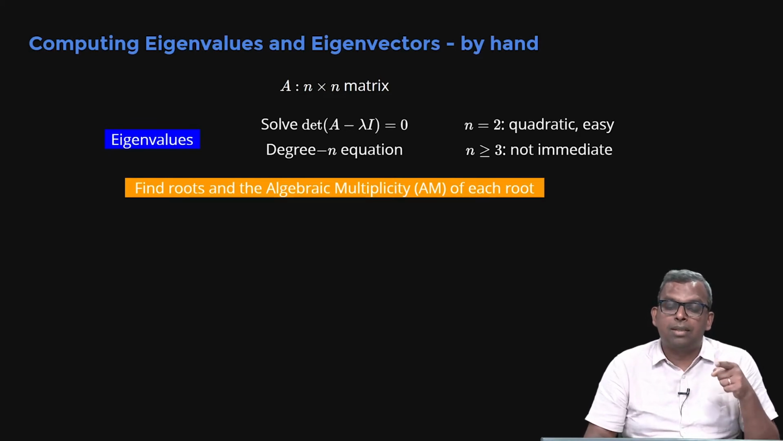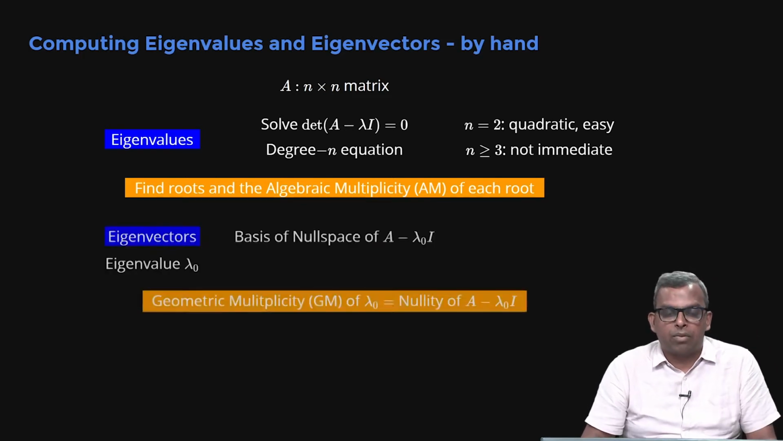Note some of these roots may be repeated. If they are repeated, then their algebraic multiplicity will increase. Anyway, you will have n roots, and remember, some of the roots can be complex also. Later on, we'll see some specific examples.